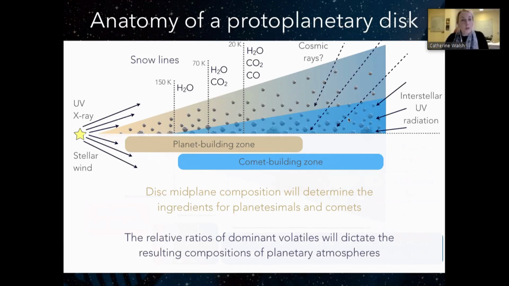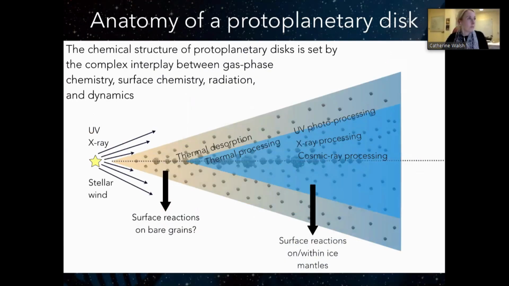Ices in the midplane can also be subject to irradiation. If cosmic rays can penetrate, they can break apart molecules and trigger chemistry. In the very outer regions, it may even be diffuse enough to be exposed to the ambient interstellar radiation field, which can create some interesting chemical effects in the outer regions.